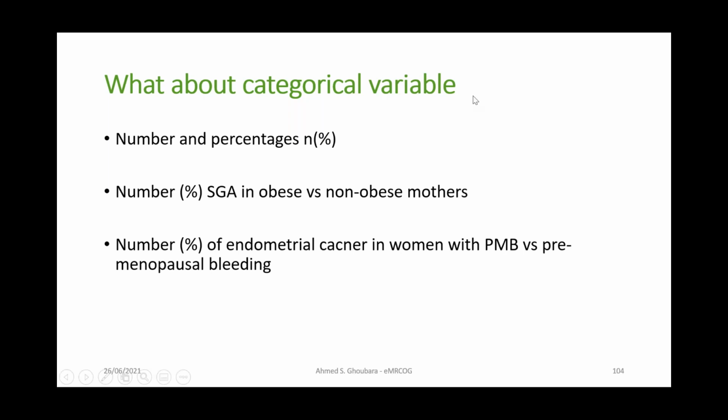Like the number and percentage of SGA in obese and non-obese mothers. What's the number and percentage of endometrial cancer in women with postmenopausal bleeding versus premenopausal bleeding? Number here, number there, percentage here, percentage there. That's it. That's all about the categorical variable. There's not much fuss about the mean and median, because there's no distribution for both.